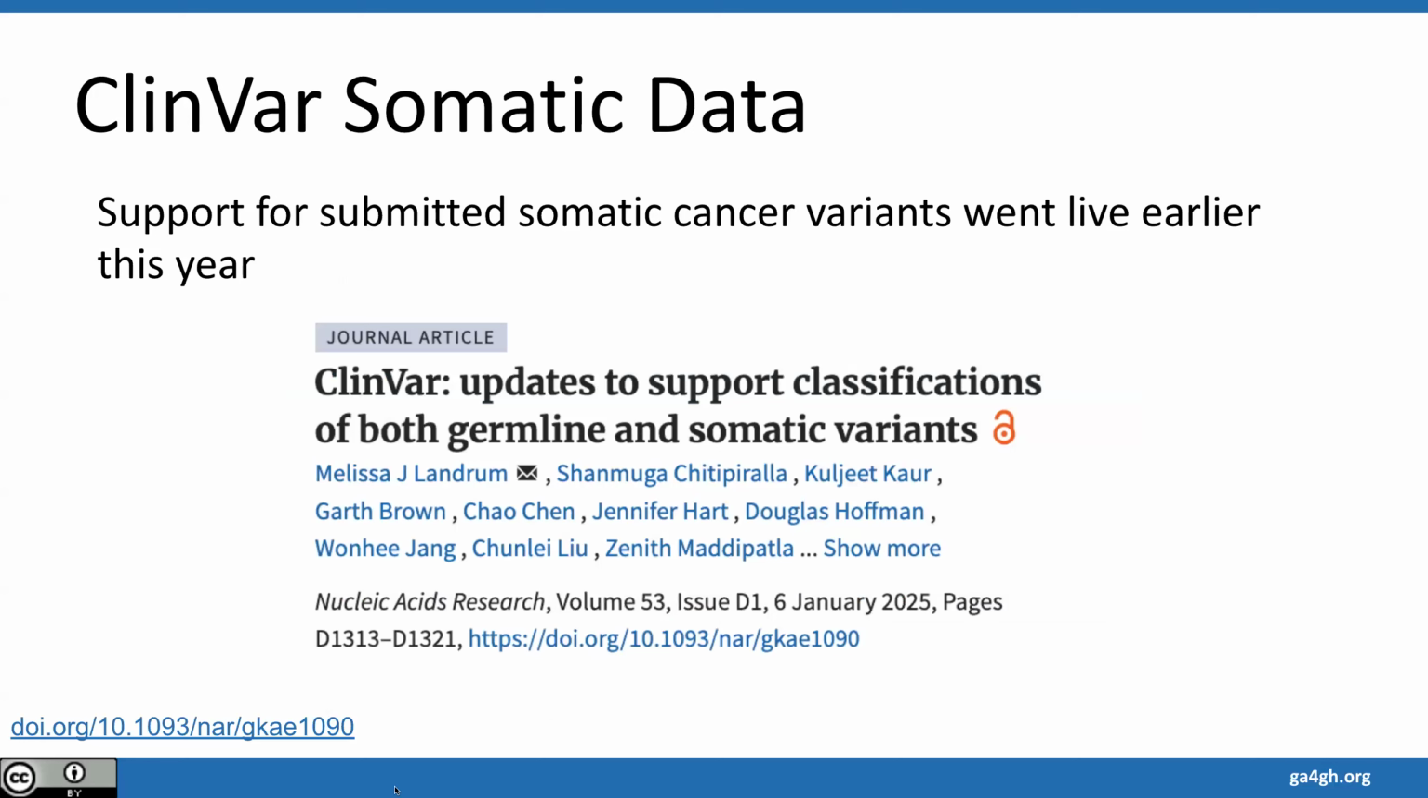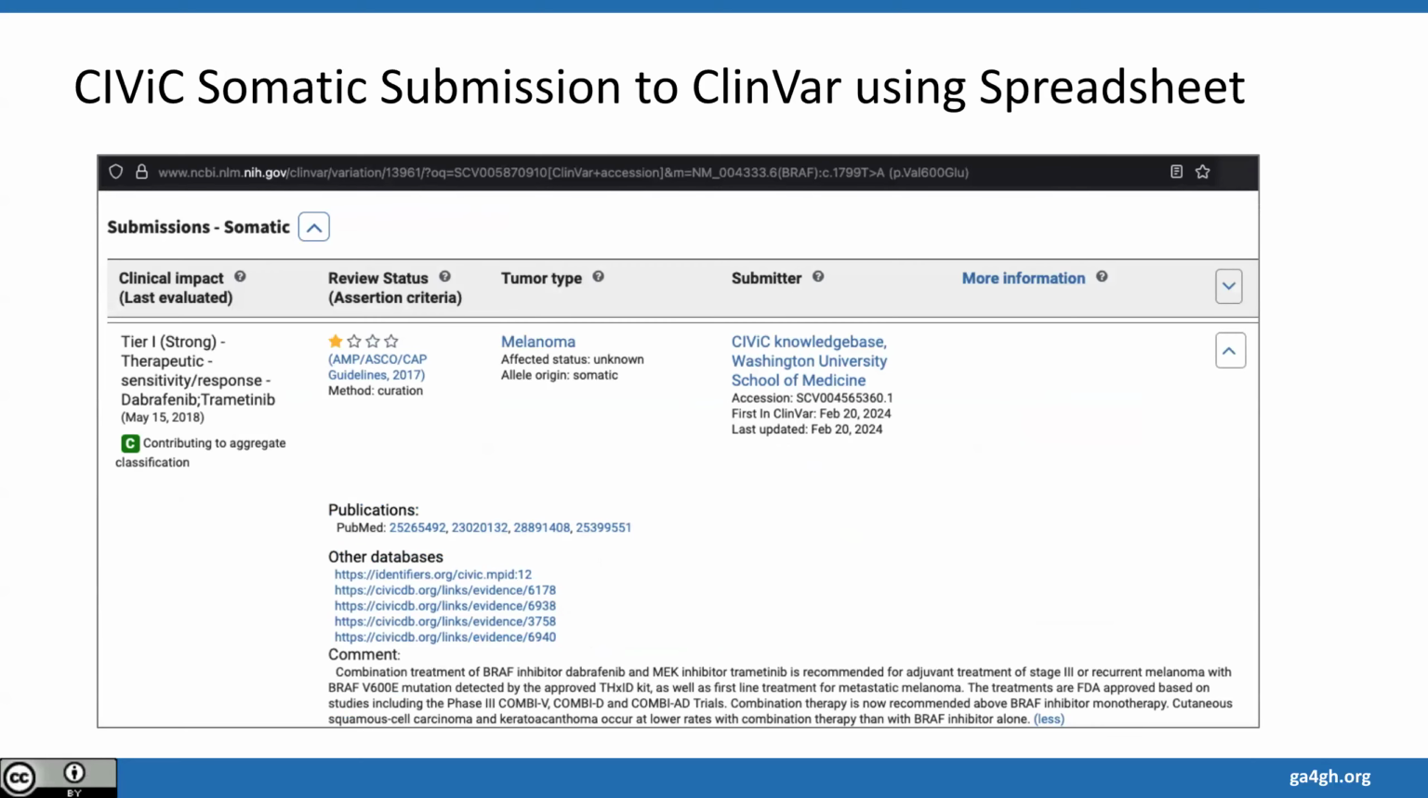And as mentioned before, the ability to support somatic cancer variants was just released this year. The CIViC team worked really close with Melissa Landrum and the team at ClinVar to do this. So next slide. And here's just an example of a somatic submission in ClinVar submitted by CIViC, which was actually the first group to submit somatic variant classifications to ClinVar. And it's important to note that this submission was done manually using spreadsheets, which I'll talk about more later.